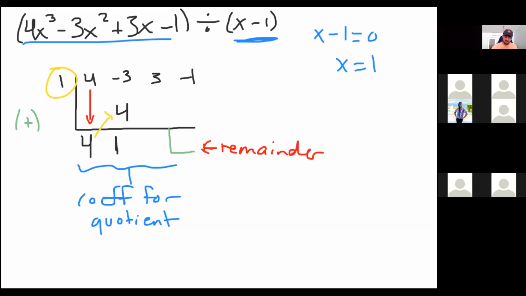So I'm going to move up and to the right. And every time I move up and to the right, I got to multiply by the root that I'm testing, which is a 1. Well, 1 times 1 is just 1. So there goes a 1. And then again, I'm going to add those two numbers in that column. Well, 3 plus 1 gives me a 4. And then again, I keep moving up and to the right until I run out of numbers. When I move up and to the right, I multiply by my root. In this case, it is a 1. So 4 times 1 is 4. And -1 plus 4 is 3.